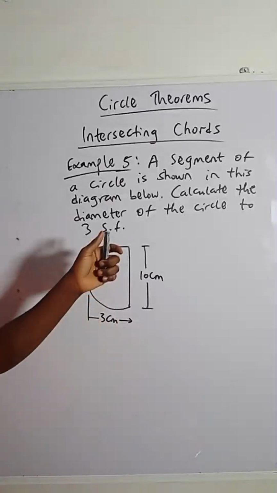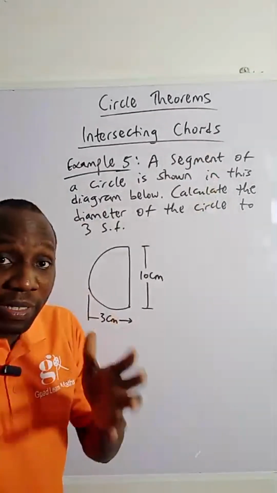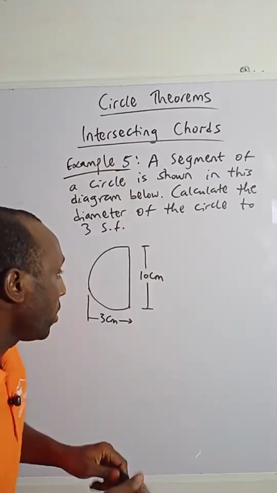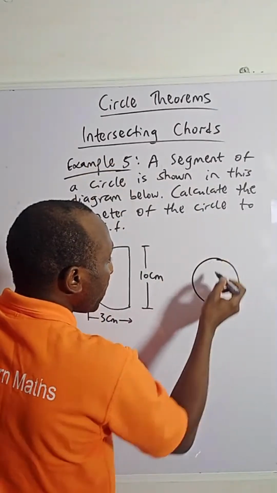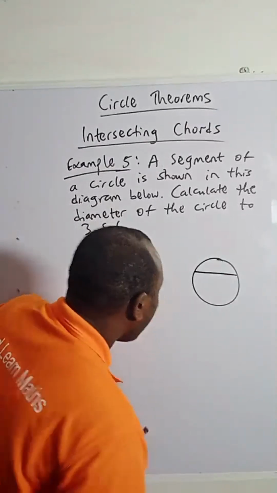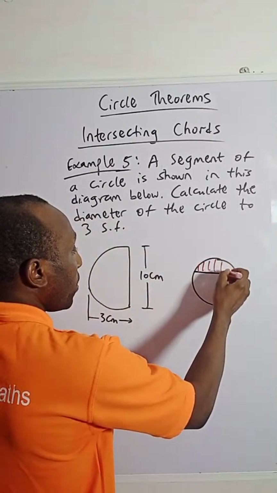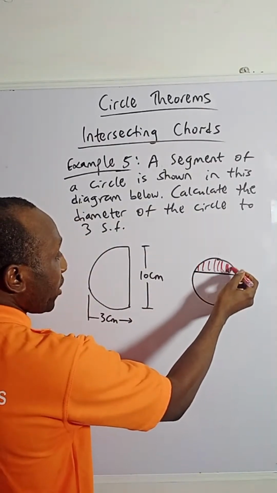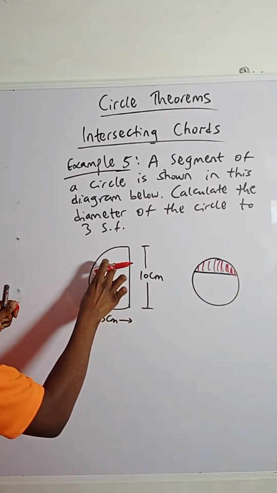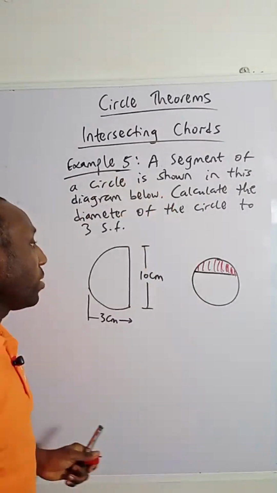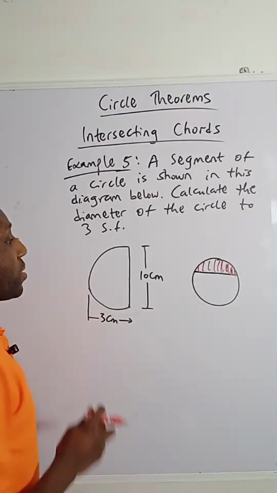How many of you understand this question? You say a segment. You know what a segment is? A segment is an area bounded by a chord. Let me show you something. This is a circle, right? And then you have what you have here. This is a segment. This one too is a segment. This part I just showed you is what you have here. But they removed the whole circle and they gave you this.